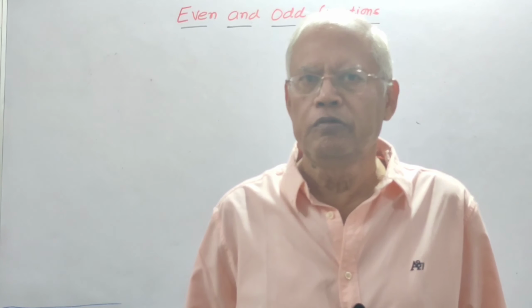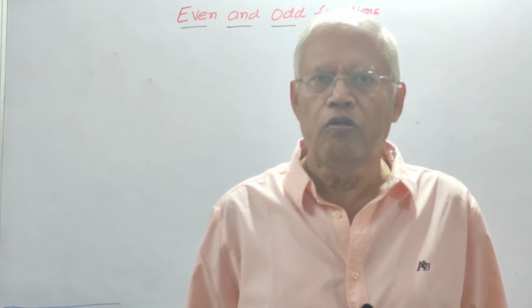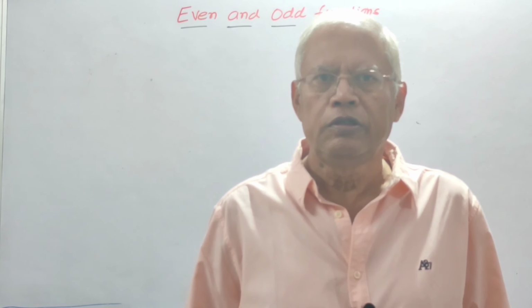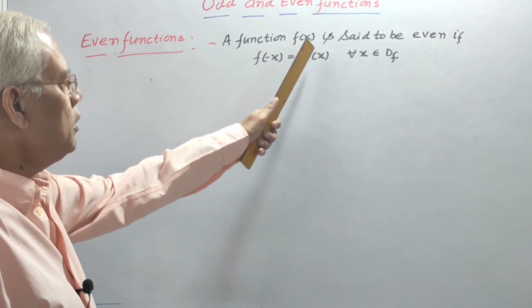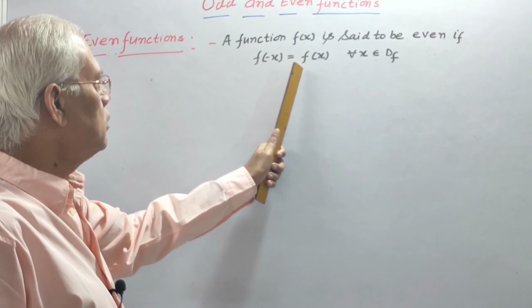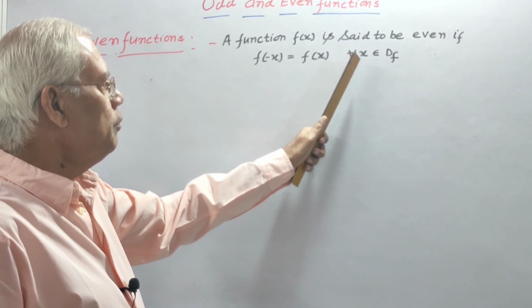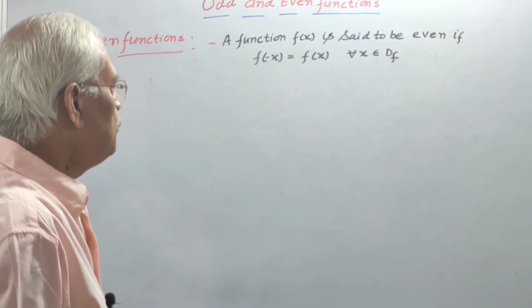Today in this video we are going to discuss odd and even functions, their graphs and their properties. Even functions. A function f(x) is said to be even if f(-x) equals f(x) for every x belonging to the domain of f.